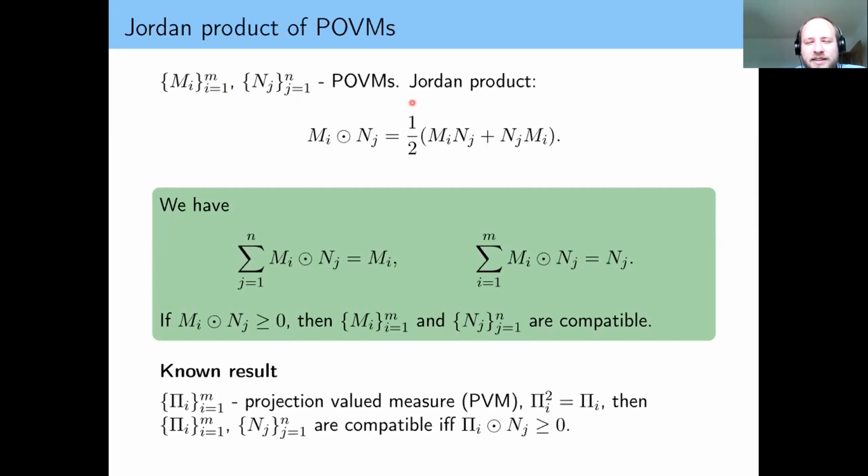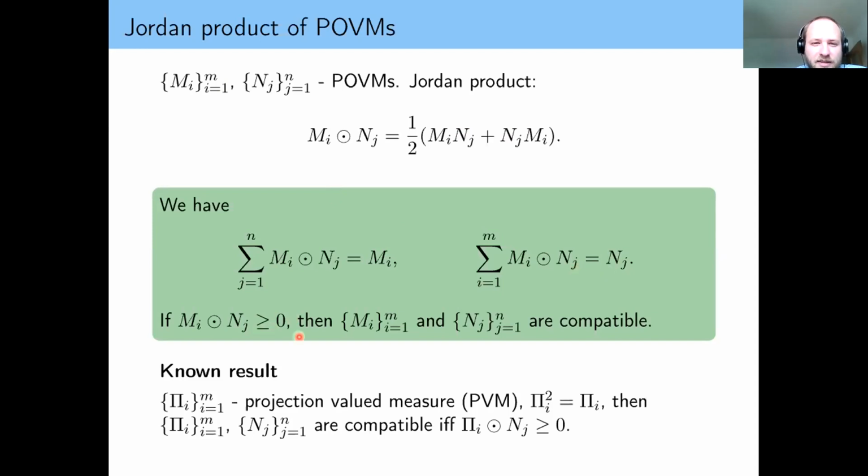And a very nice guess is given by this formula. This thing on the left-hand side, we call the Jordan product, and it's basically defined as the thing on the right-hand side. This has a very interesting property: if you sum here over j, this POVM sums to identity, this sums to identity, here you get 2M, and so you get M_i. If you sum over i, the same thing happens over here, and you get N_j. And so we say that this Jordan product has the correct marginals, because if you sum over i or j, you get the thing that you want to get.